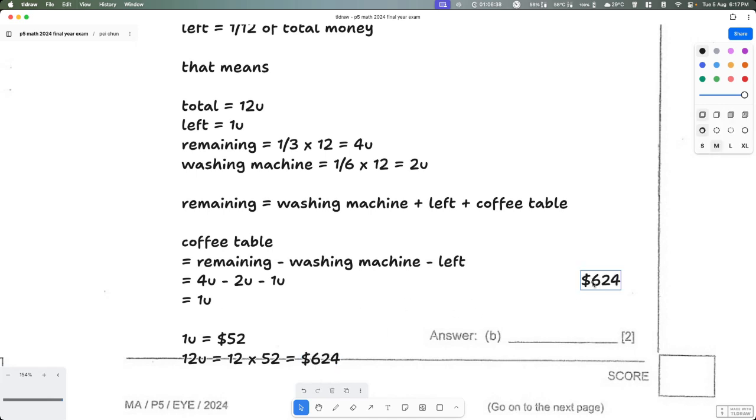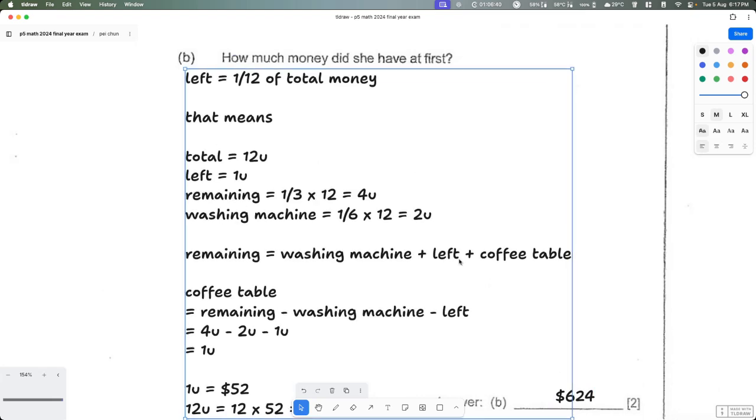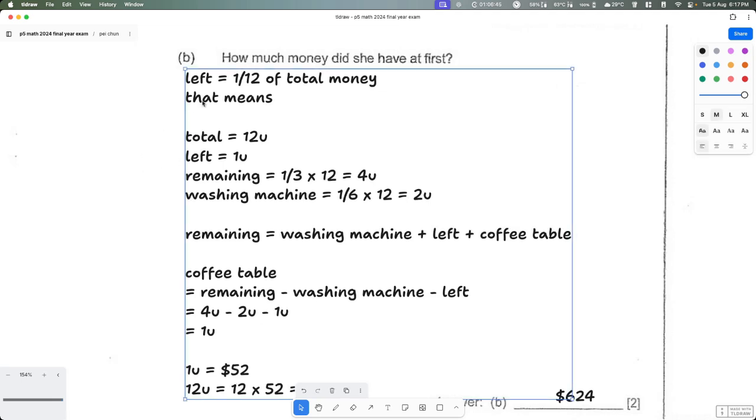Yep, there you go. Okay. That means toot toot. All right.